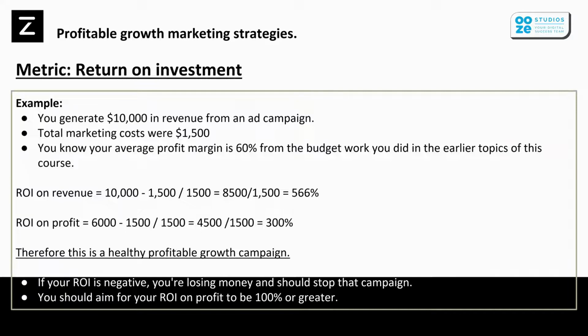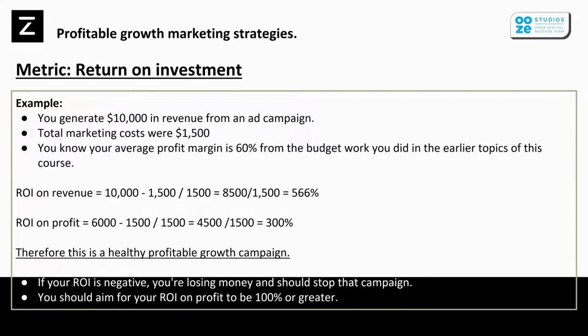So I want to give you an example. Let's say that you generated 10,000 revenue from an ad campaign. Total marketing costs were $1,500, right? You know your average profit margin is 60%, from the budget you did earlier in the topics. So ROI on revenue, so the benefit, 10,000 minus the cost, 1,500, divided by the cost. So that's 8,500 divided by 1,500. So you've got an ROI of 566%. That's good. But it depends what your ROI on profit is as well.